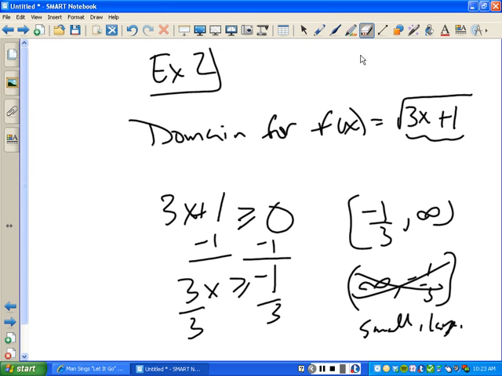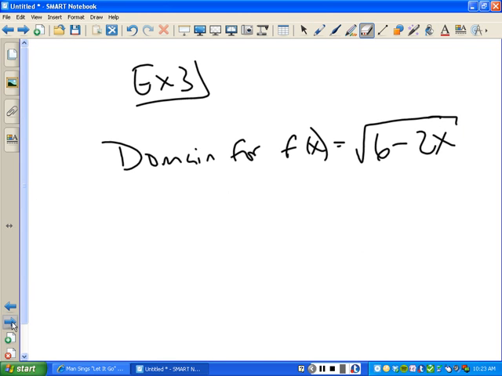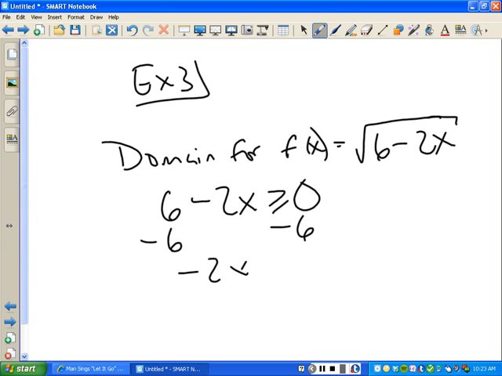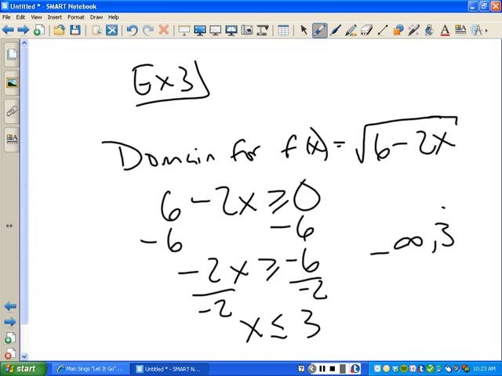Okay. Last one. You're going to set 6 minus 2x to be greater than or equal to 0. You'll subtract 6. Negative 2x is greater than or equal to negative 6. And when you divide by negative 2, if you divide or multiply by a negative number, what must you do? You must flip the sign. And so now that gives you negative infinity to 3.